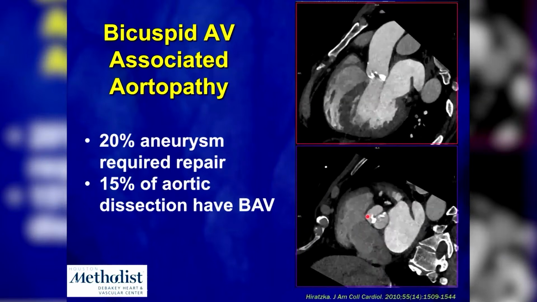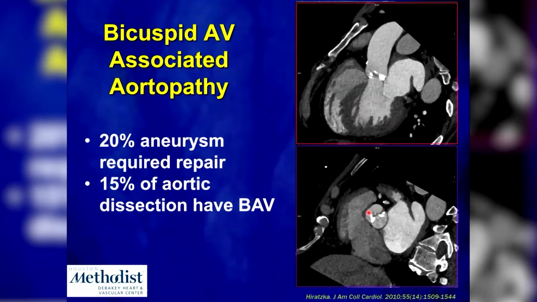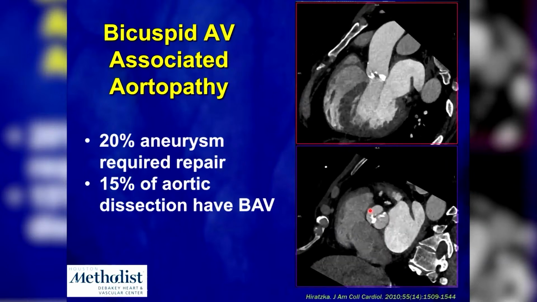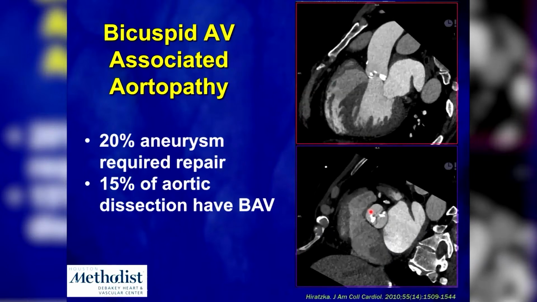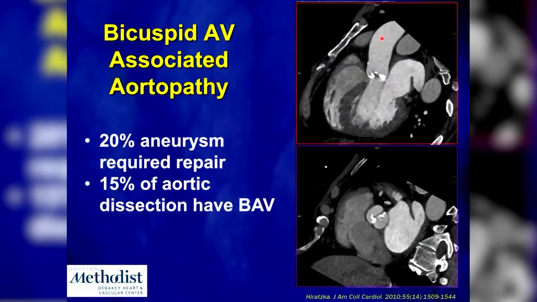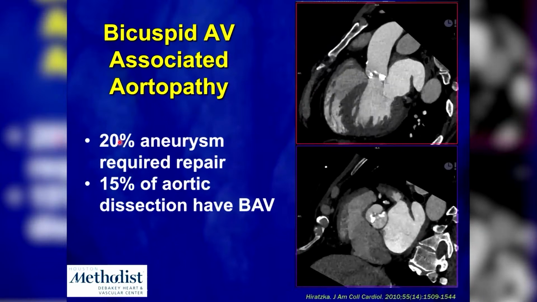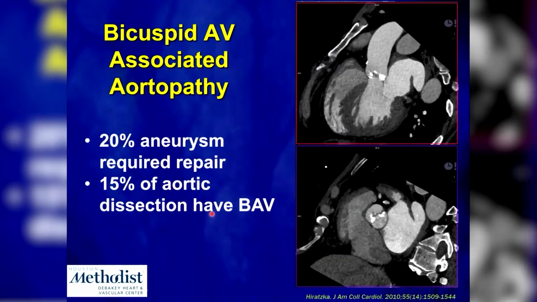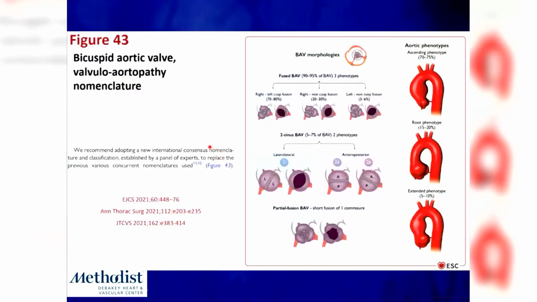So technically the left coronary cusp and the right coronary cusp appear to have only one opening across those cusps, and there's no raphe to tell where the fusion is. But you could see actually that there is a stenotic valve on this CT. And remember that patients with bicuspid aortic valve, it's not only a valvular problem, but they also have an aorta pathology. So hence they are prone to aneurysm. 20% of patients with bicuspid aortic valve who develop aneurysm will require a repair, and 15% of patients with aortic dissection have an underlying bicuspid aortic valve.